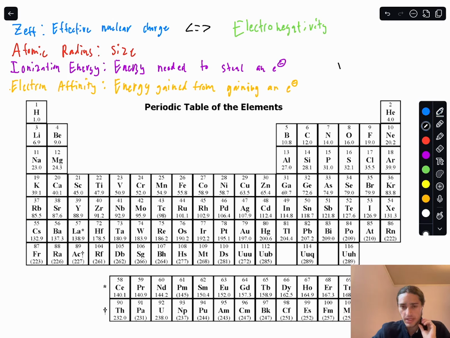There's a numbering convention for this. As you move left to right, the numbers go up. The very first column, the very first group is 1, and the very last group is 18.